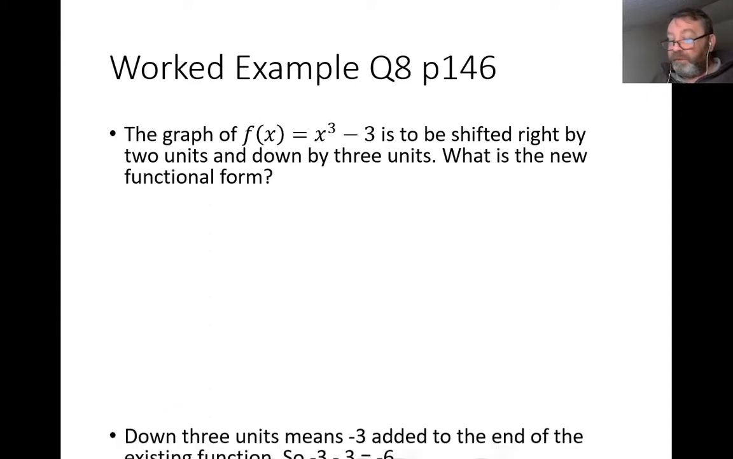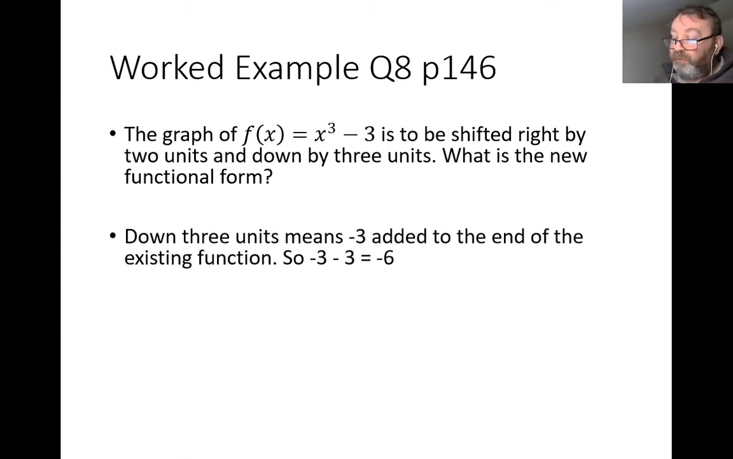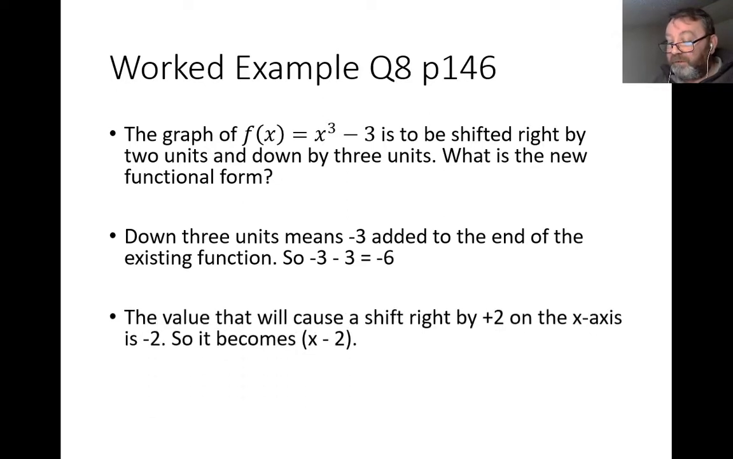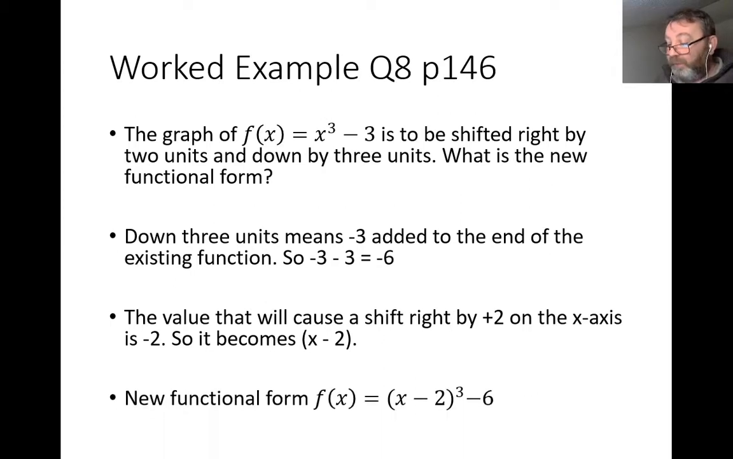Okay, and I have it printed out here, I hope. Yeah. Down 3 units means minus 3 added to the end of the existing function. So minus 3 is minus 6. And finally, the value that will cause a shift by plus 2 on the x-axis is minus 2. So it becomes x minus 2. What was x cubed will become x minus 2 to be cubed. And then what was minus 3 becomes minus 6.